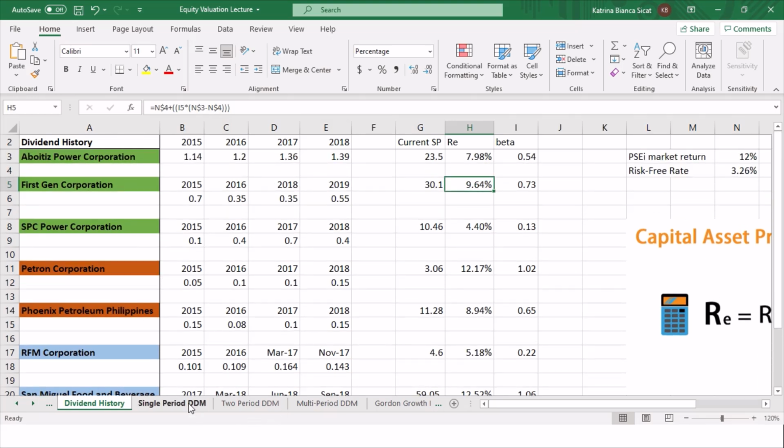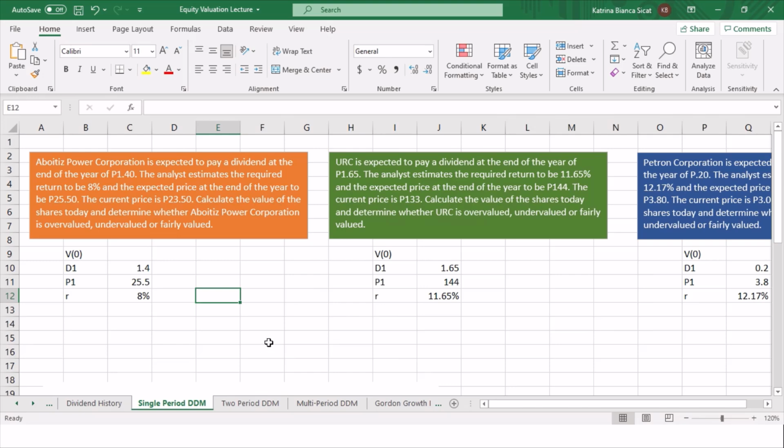Okay, now punta muna tayo dito sa single period dividend discount model. Okay, now later we would be applying yung tinatawag nating value estimates. Now, as we compute for our intrinsic value, we would then be analyzing whether it's undervalued, fairly valued, or overvalued yung stock. Okay, now here's the first problem. Aboitiz Power Corporation is expected to pay a dividend at the end of the year of 1.4. So again, ang basis ko dito is actual latest dividend payments ng Aboitiz, no, which is 1.4 peso per share. The analyst estimates that the required return to be 8%.